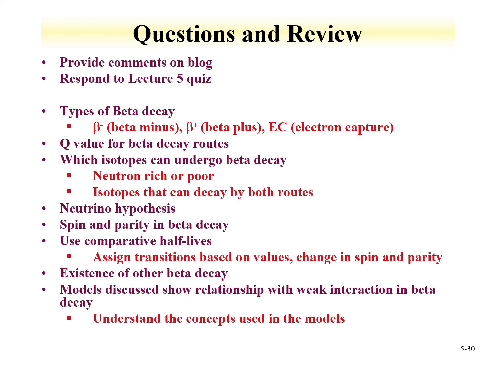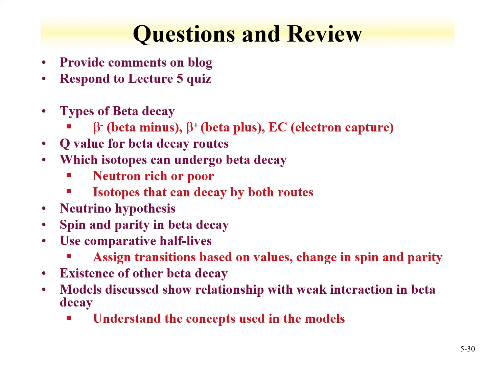As a review, the information that you should take out of this lecture is that beta decay really describes 3 different types of beta decay. Beta minus, beta plus, also called positron decay, and electron capture. We did review how Q values are calculated for beta decay routes, and you should be able to calculate the Q value for beta decay.